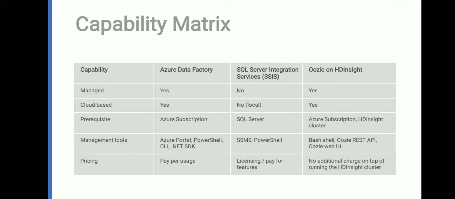So when it comes to data pipeline orchestration, you have three different options. One is Azure Data Factory, second is SQL Server Integration Services, third is Oozie on HDInsight. Okay, and the key selection criteria is very important. How do you select?